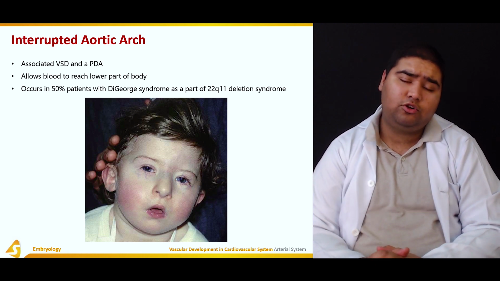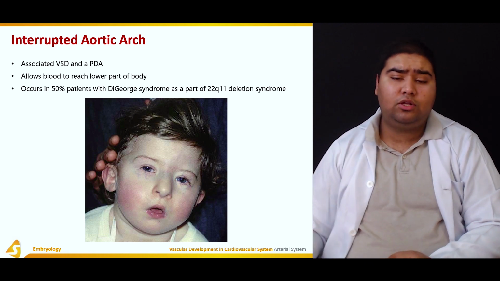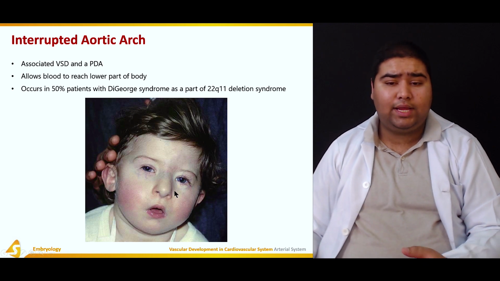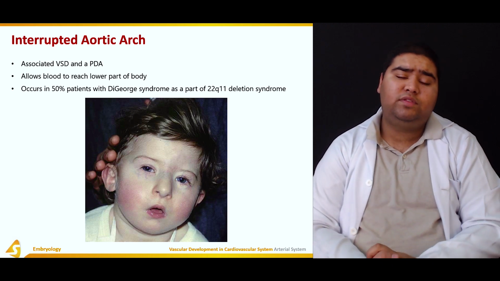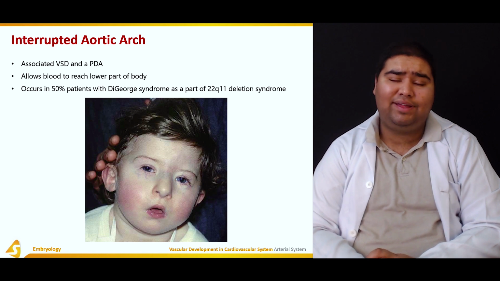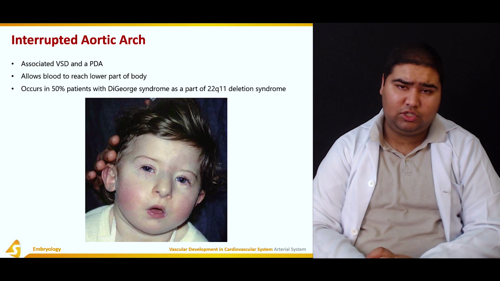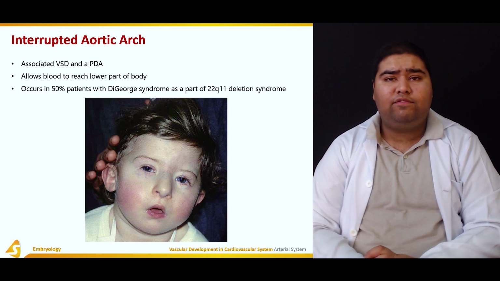So DiGeorge syndrome is 22q11 deletion syndrome. Here a picture of the child with the DiGeorge syndrome has been attached, showing a tubular nose and a bluish hue to the skin. 50% of these patients usually have an interrupted aortic arch, type B of which is the most common, between the left subclavian and the left common carotid.